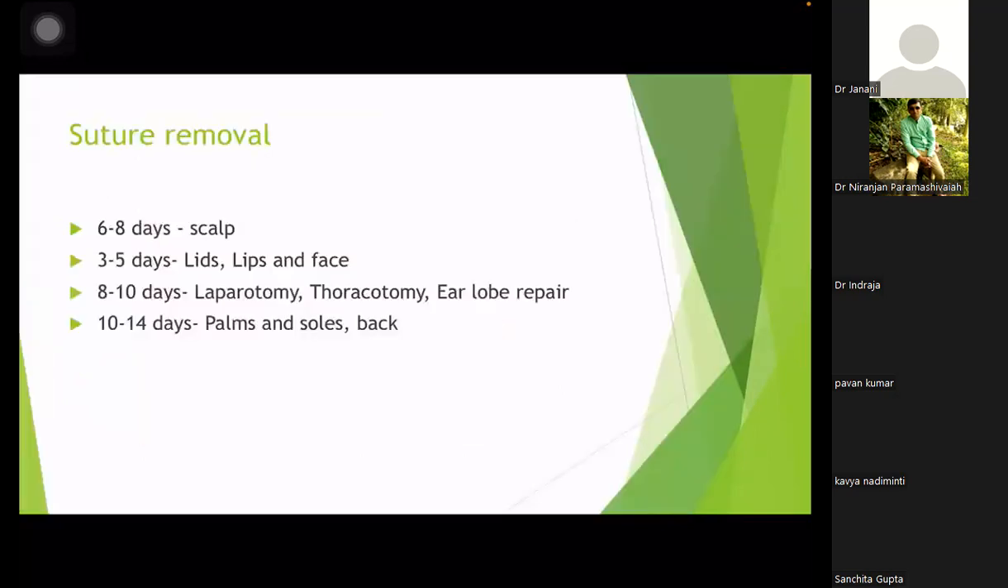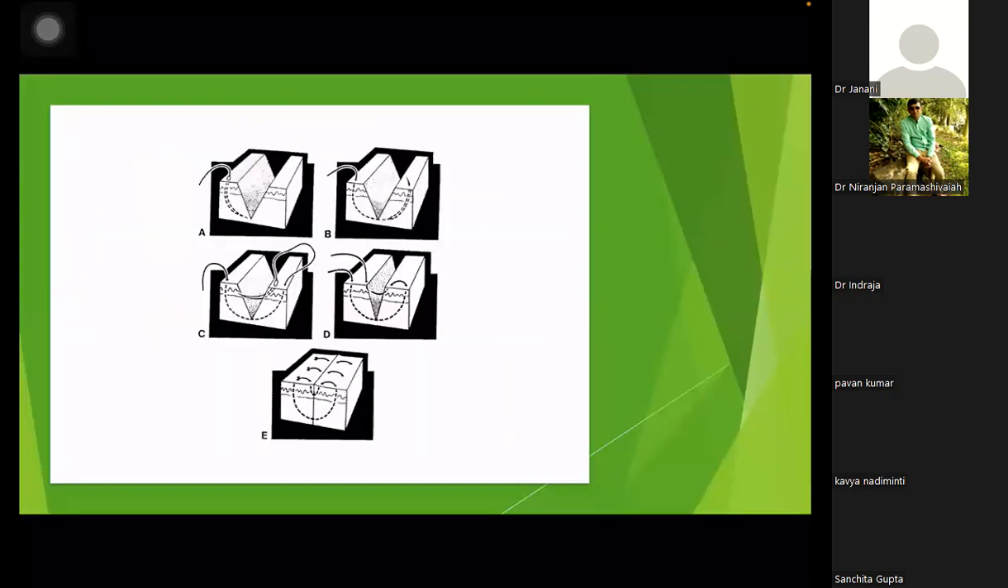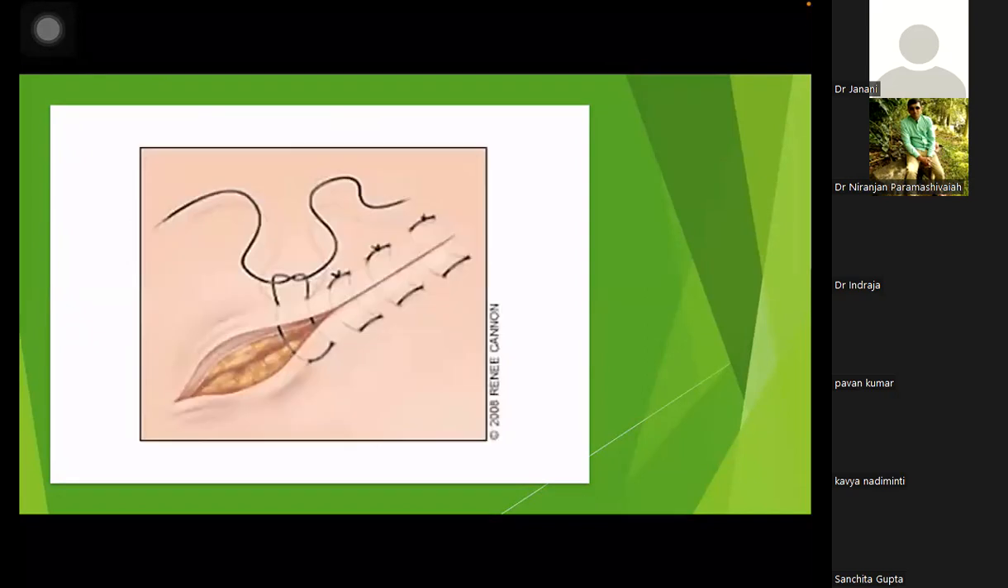Suture removal. Wait, go back. Has everybody understood what he's saying? What is the difference between vertical mattress and horizontal mattress? Go to the next picture. Can everybody see the difference between vertical mattress and horizontal mattress? Yes, sir. Okay, right. Continue.